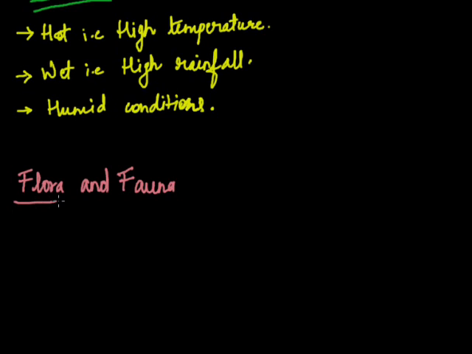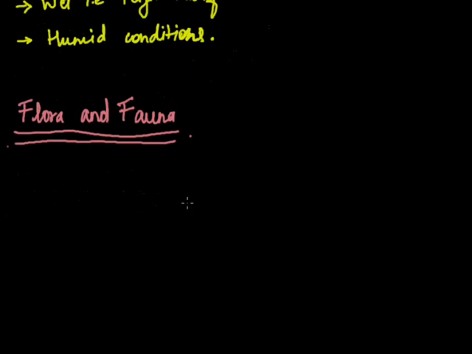Flora means vegetation and fauna means animal type. Because there is heavy rainfall and the temperature is also very high, these conditions support a large amount of vegetation. Thus, we see that there is thick forest growth in this area, from very tall trees that make the roof of the whole forest area to creepers to small plants. You'll find the maximum varieties, the maximum species of flora in this zone.